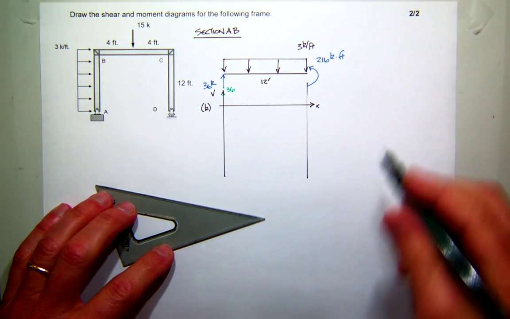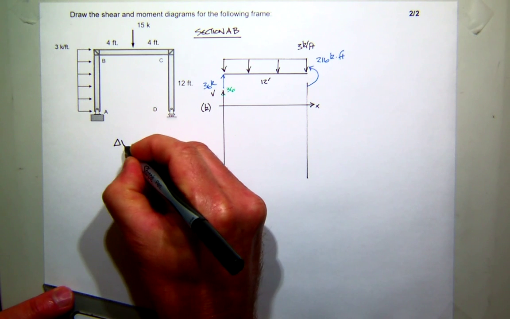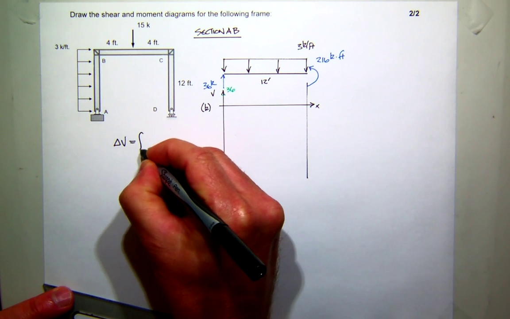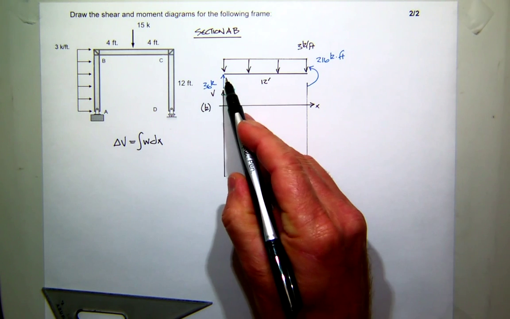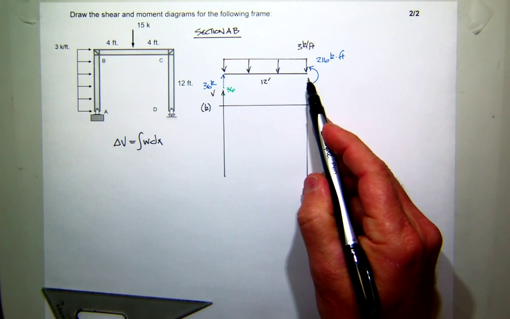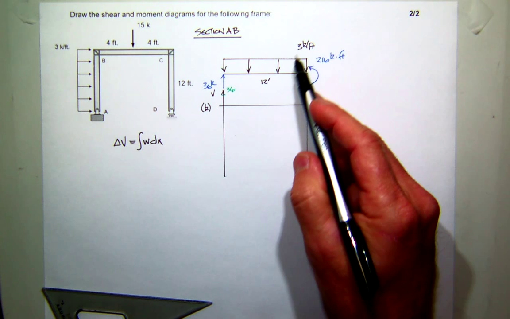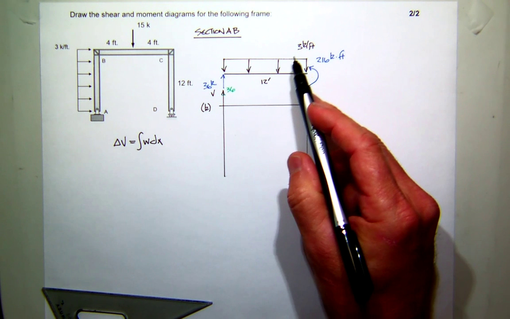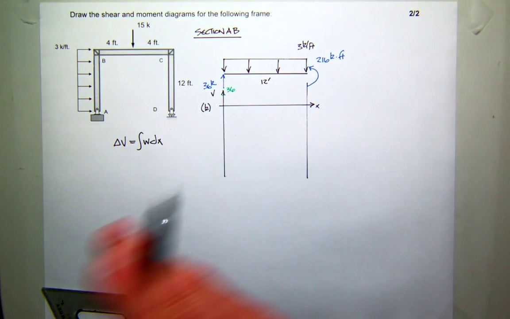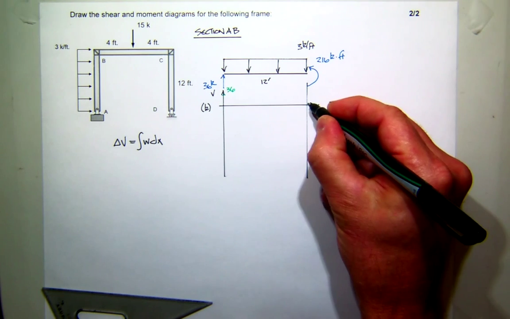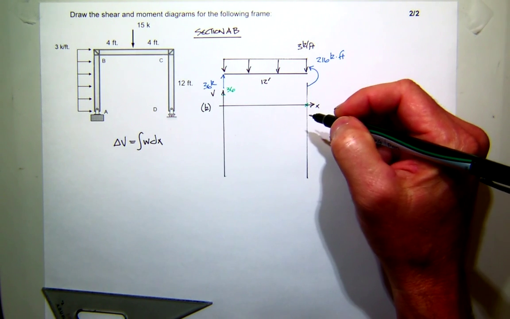36. Now remember, our rules say that the change in shear is equal to the area under the load diagram. What's the area in the load diagram over 12 feet? The area of this curve is a rectangle, so that's base times height. 12 times 3 is 36. That's negative, so 36 minus 36 is 0. And that matches that we have no shear force on the right-hand side.